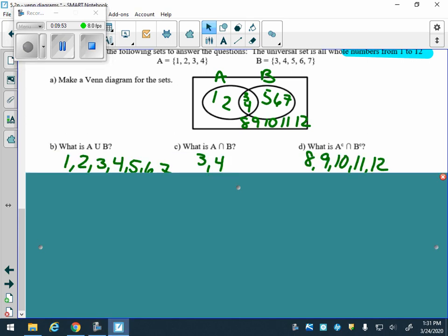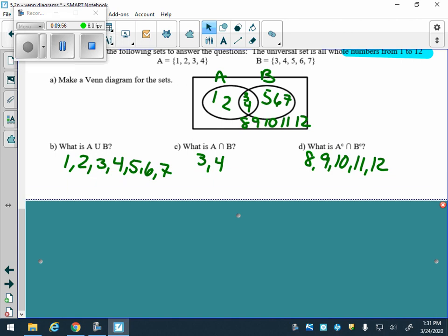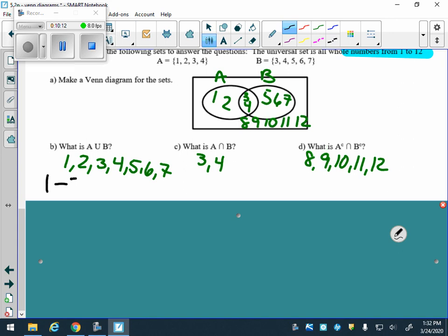So for the following, there's no probability because it doesn't show you P in front. What is A union B? That's what's in A or B or both. And that's 1, 2, 3, 4, 5, 6, 7. What you should not do is list 1 through 7 like that, because that is including decimals, which we don't see here. Okay. For C, what is A and B? That's 3, 4. Okay. For D, what is not in A and not in B? That's 8, 9, 10, 11, 12.